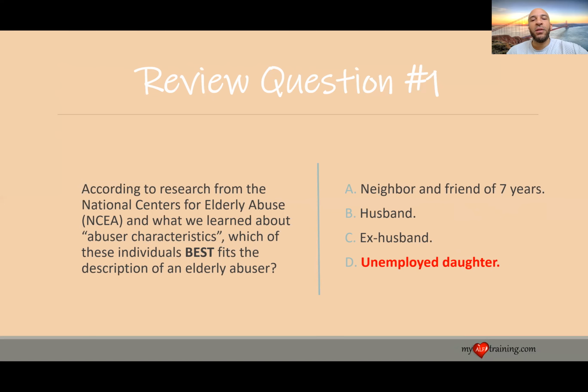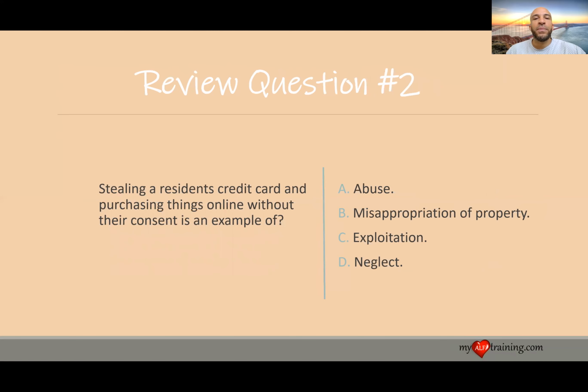If you guessed unemployed daughter, you shouldn't have guessed. You should have known that that was the answer because we talked about spouse and adult children being the most likely to be the abusers. And we talked about characteristics of the abuser, unemployed. That was the key word here. I threw husband and ex-husband there, but there aren't any descriptions about them. I didn't say ex-husband who was in jail, husband who was in jail, husband who lost a job. None of that information was given. So, unemployed daughter was the correct answer here.